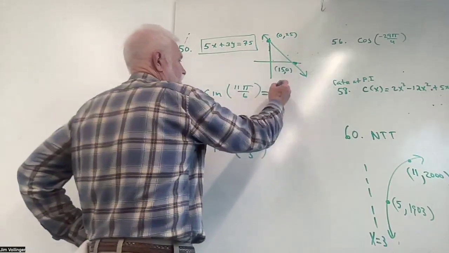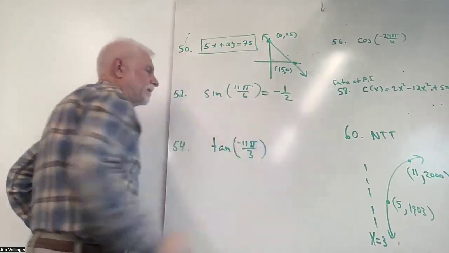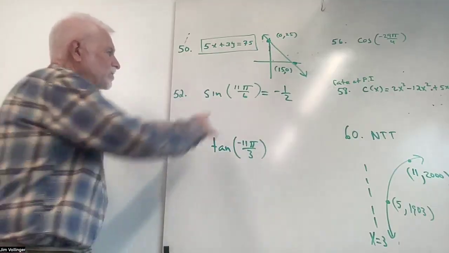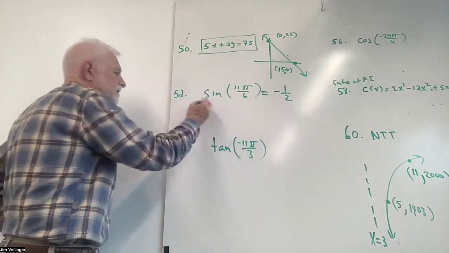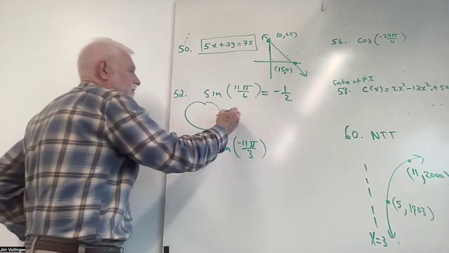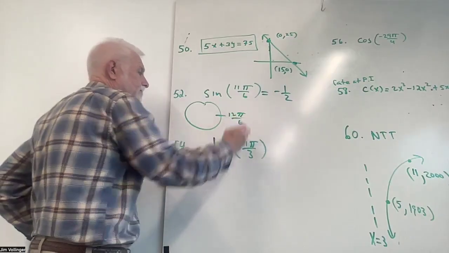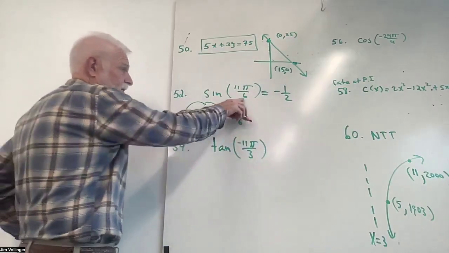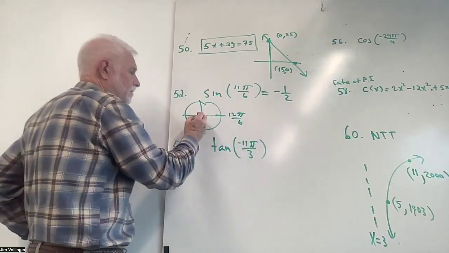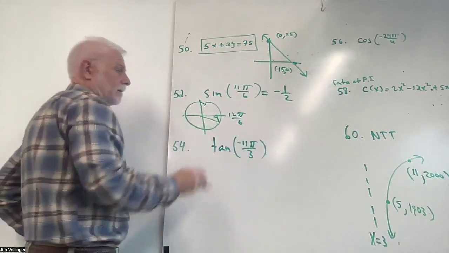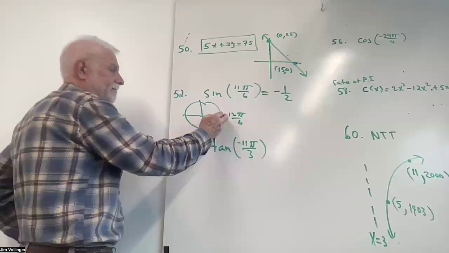All right, so hopefully you might look at this and you can write the answer quickly and easily. What's your frame of reference for 11 pi over 6? My brain went there to 12 pi over 6. Then my brain said 30-degree reference angle. Well, there's my -1/2.